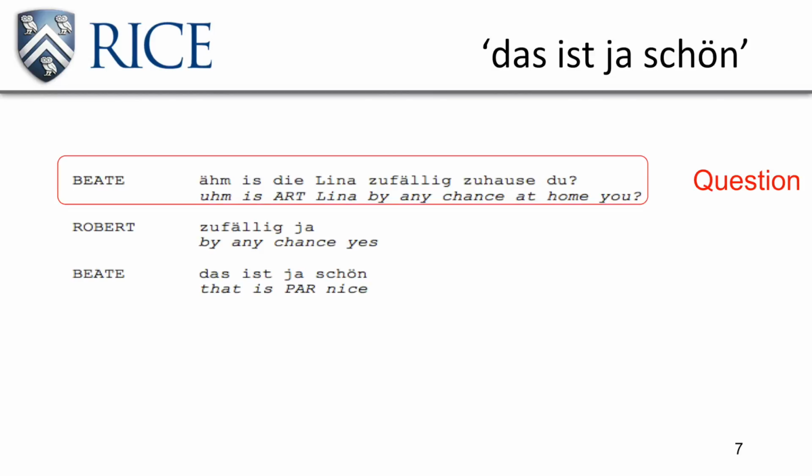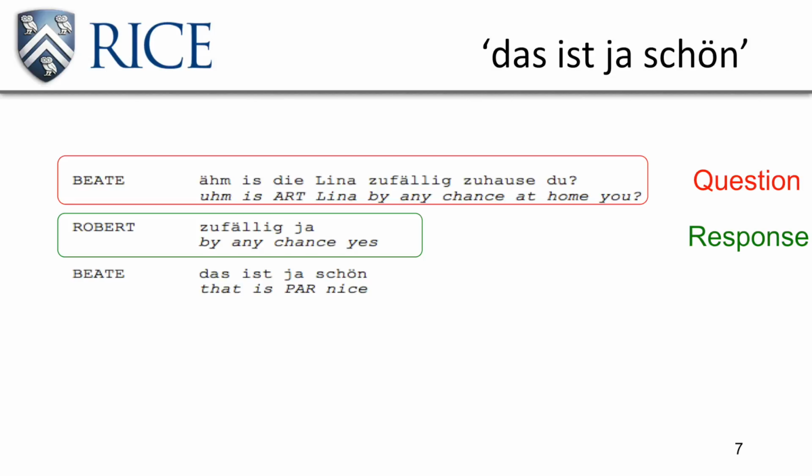Okay. Here's Beate on the phone with Robert, asking for Lina. So Beate wants to talk to Lina. Is Lina at home by any chance? And then Robert picks that up. He's actually using that "by any chance" again, and then says yes. I think he just tries to be funny here. And then Beate comments on that, assessing it, saying, oh yeah, that's good, that's nice, great.